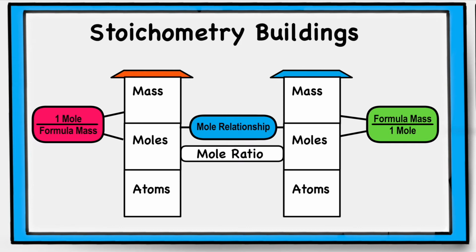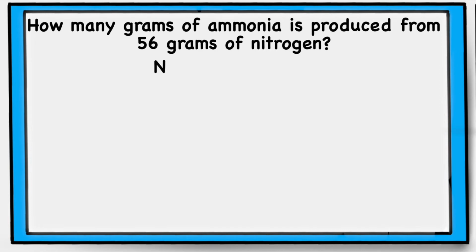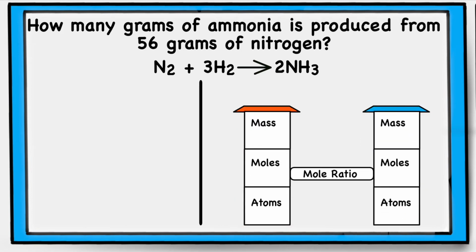Now that we've visualized this pathway, we're going to need to solve some mass-mass problems. Let's try this out. Let's say we are trying to figure out how many grams of ammonia is produced from 56 grams of nitrogen in the following equation: N2 plus 3H2 yields 2NH3. If we are going to solve this, let's first name our two buildings. The building on the left is going to be what we know, while the building on the right is what we're going to be looking for.